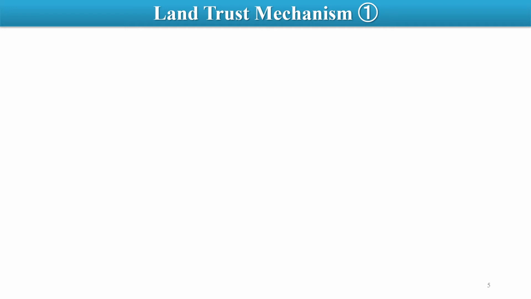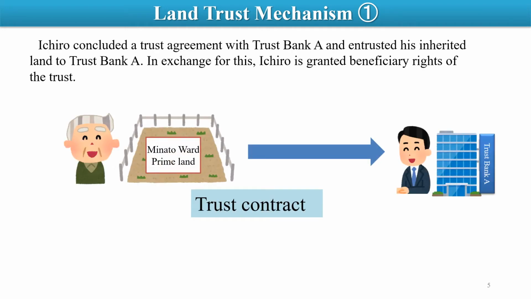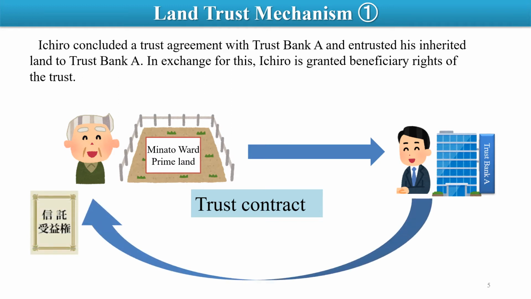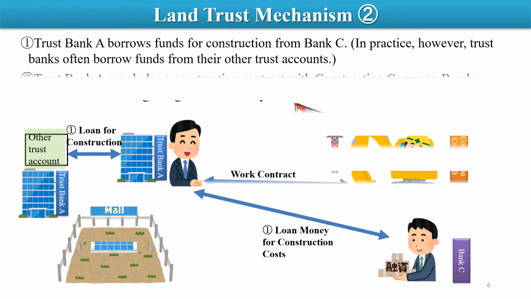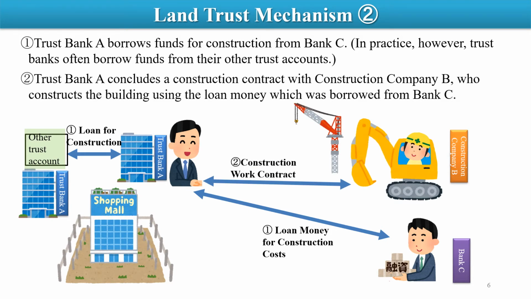The structure of the land trust proposal for Ichiro is as follows. First, Ichiro, at 90 years of age, concludes a trust contract with Trust Bank A, transfers ownership of the land in Minato Ward to Trust Bank A, and in exchange receives beneficiary rights of the trust. Number 1. Trust Bank A borrows funding for construction from Bank C. In practice, Trust Bank A is also engaged in banking business, so this funding is often borrowed against other trust accounts at Trust Bank A. Number 2. Trust Bank A concludes a contract with construction company B for construction work and has them construct the building using the money borrowed from Bank C.